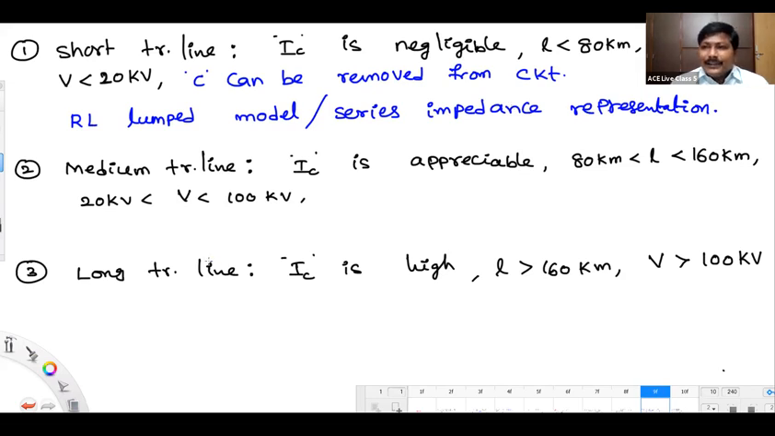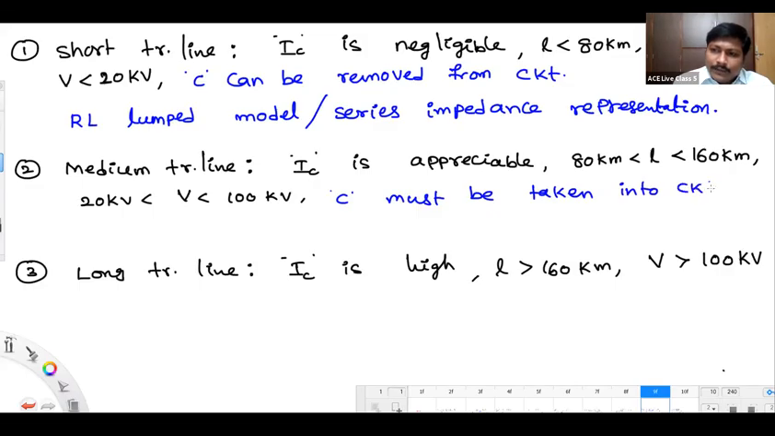Okay, next, if you think about the medium transmission line. Lumped in the sense, we will discuss after completing these two. Just listen. Second one, medium line. IC is appreciable. If IC is appreciable, definitely we should take that capacitor into the circuit. There is no choice, because if you remove the capacitance, your results may not be accurate. So C must be taken into the circuit.